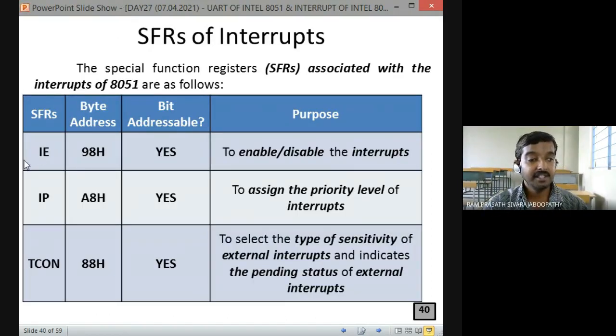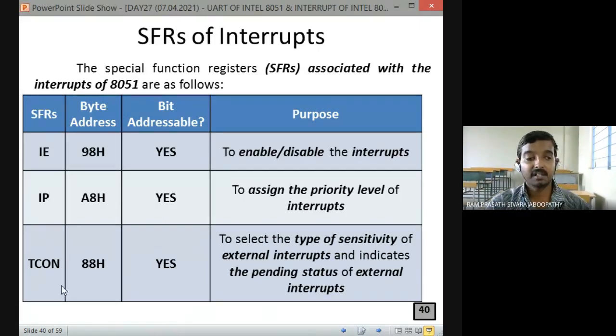Fine. IE, IP, TCON. IE stands for what? Interrupt enable register. To enable or disable the interrupt, this register can be used. What about IP? Interrupt priority register. For which purpose are we using it? To assign the priority level of the interrupt. For that purpose we have IP.